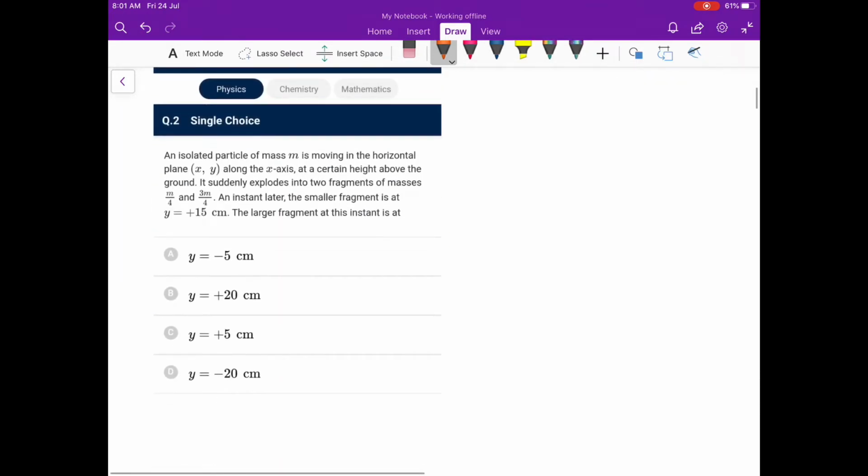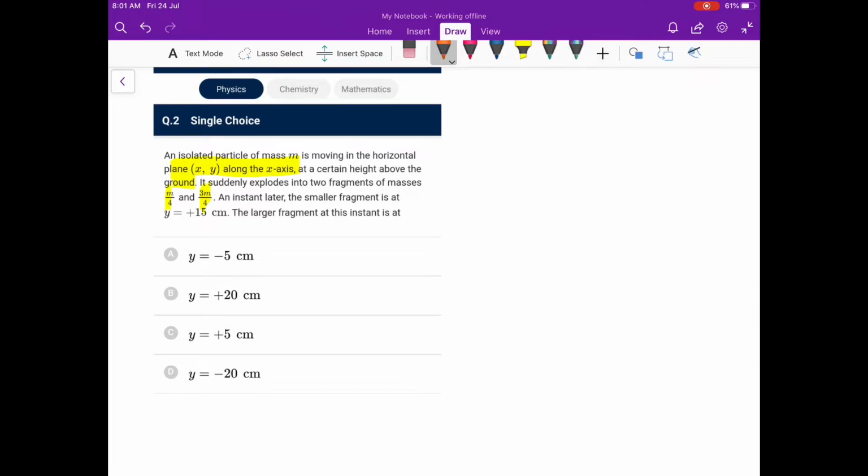Next, an isolated particle of mass m is moving in the horizontal plane along the x-axis at a certain height above the ground. It suddenly explodes into two fragments, m by 4 and 3m by 4, and an instant later the smaller one is at 15 centimeter, the larger one will be. So because it is horizontal plane, there is no acceleration at a certain height above the ground, it suddenly explodes into two fragments of masses.